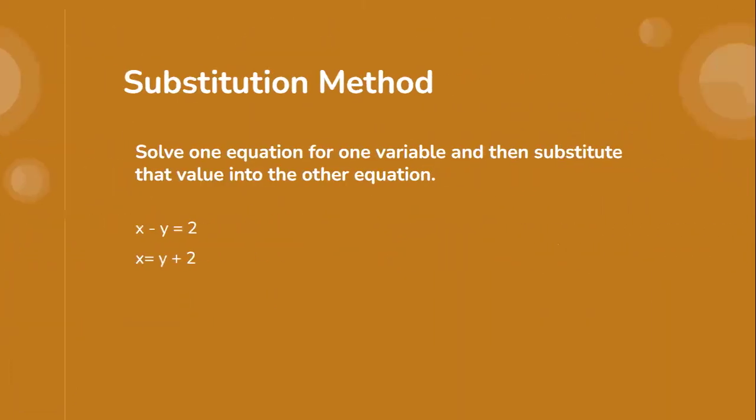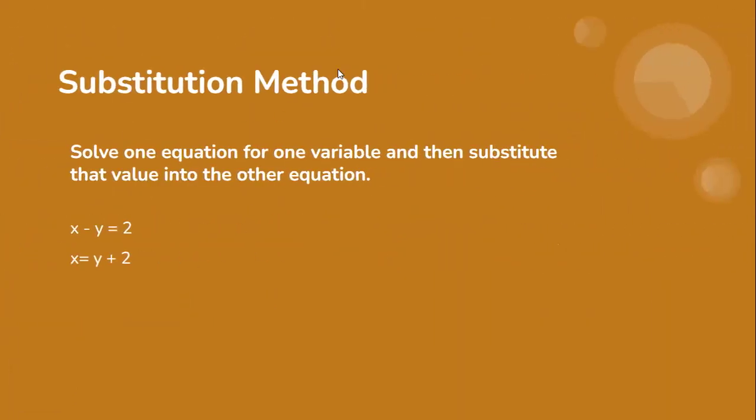So next, let us look at the substitution method. As we saw in the previous question, to solve 2x plus 3y is equal to 6 and x minus y is equal to 2, we are supposed to solve one equation for one variable and then substitute that value into the other equation. So let's consider x minus y is equal to 2. We can solve for x like x is equal to y plus 2.